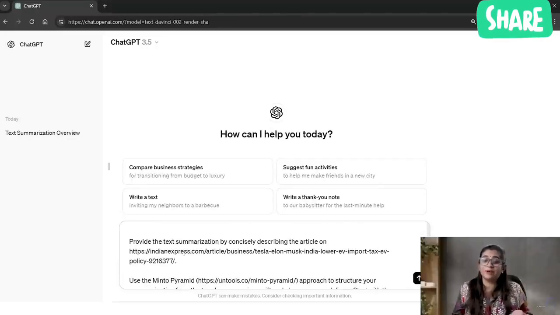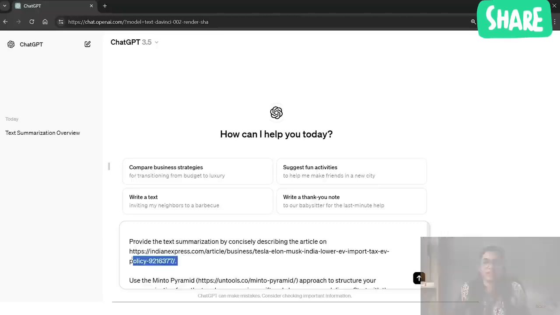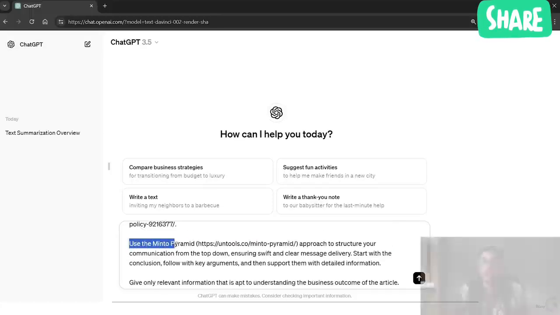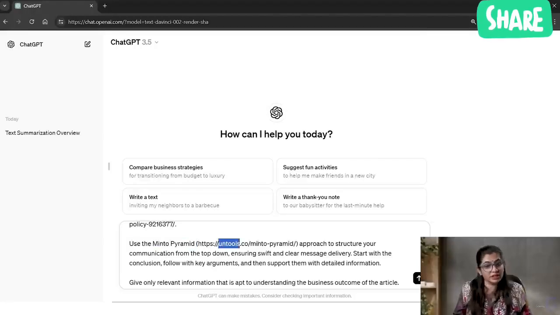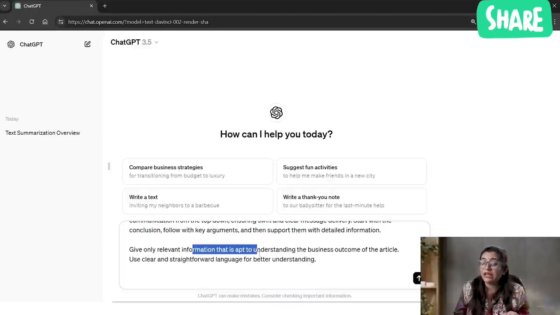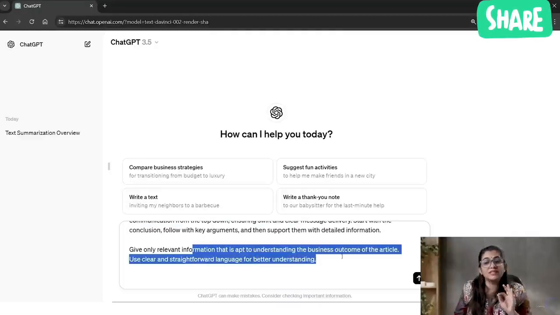So we have the text summarization example here, where we are given an article on Indian Express based on Tesla policy, and we have asked it to use the Pyramid Principle. And we have given the link also to that to structure your communication from top down, ensuring swift and clear message delivery. Start with the conclusion, follow with key arguments, and then support with detailed information. Give only relevant information that is appropriate to understand business outcomes only. Use clear and straightforward language for better understanding.